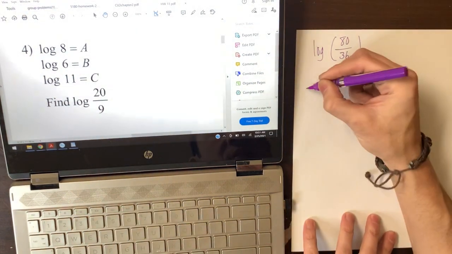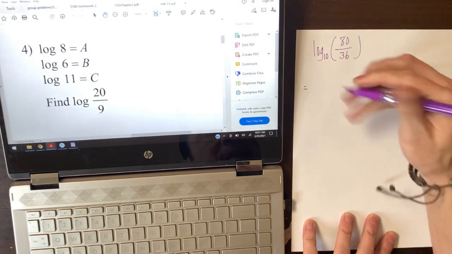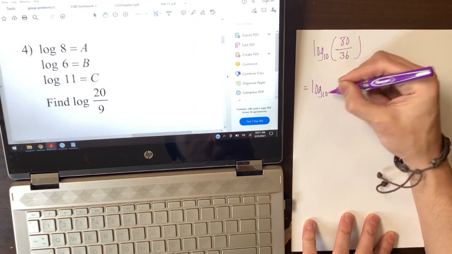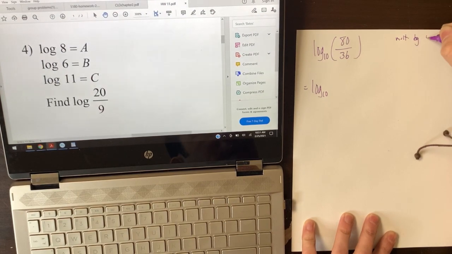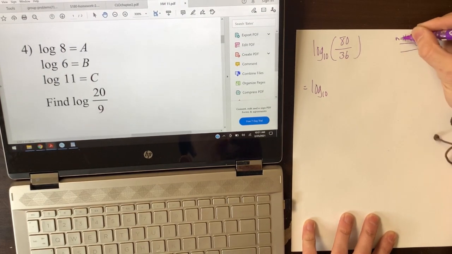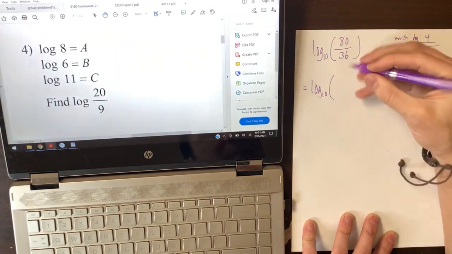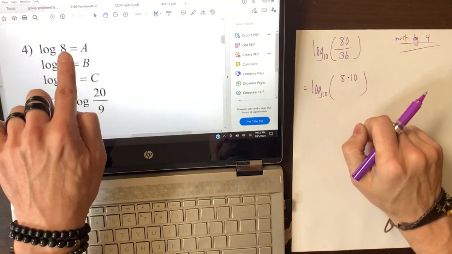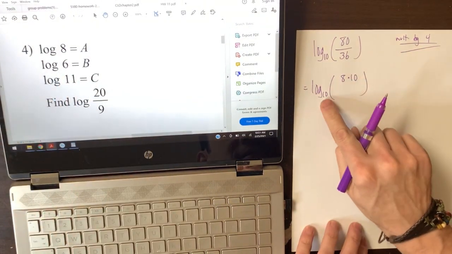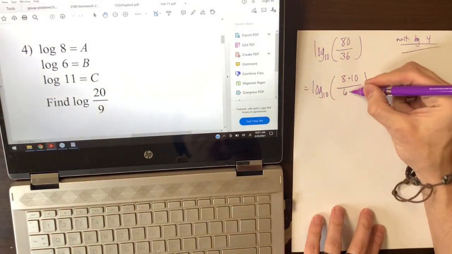And I'll tell you why this is good. Remember that the invisible base is 10. I just filled it in right there. Now what we can do here, so I multiplied by 4, just FYI. I multiplied by 4 top and bottom. That's what I did to get this fraction. So here, 80 could be like 8 times 10. And that's good because there's an 8 right there. And 10 is good because that's the invisible base. 36 could be 6 times 6.